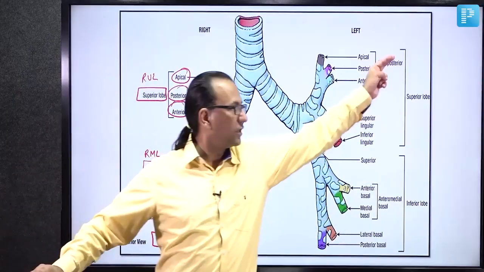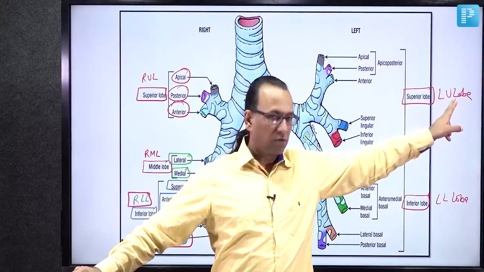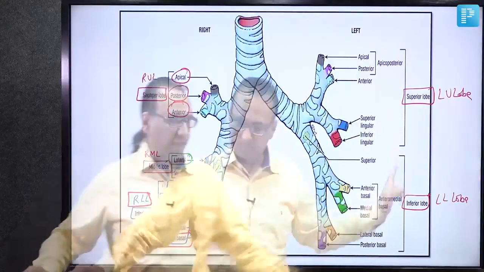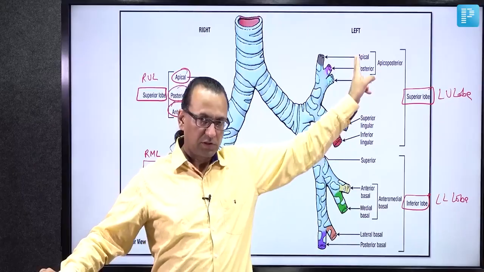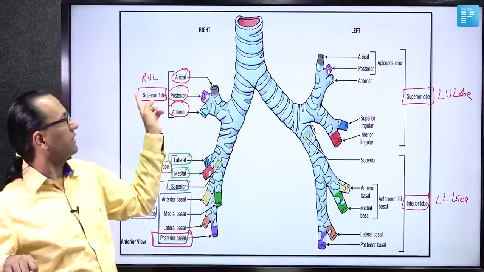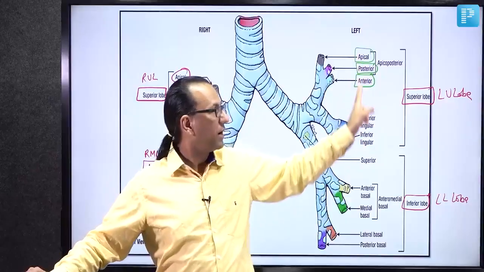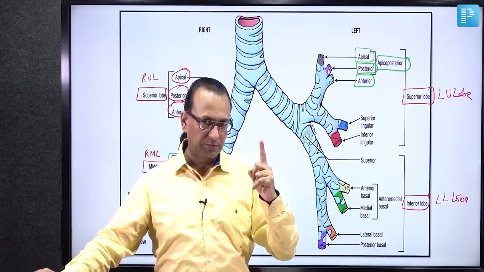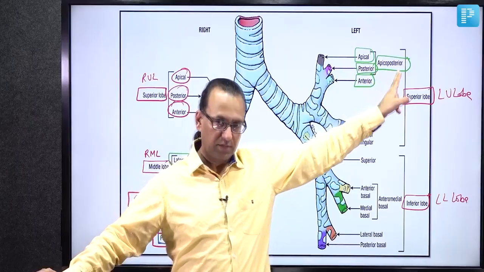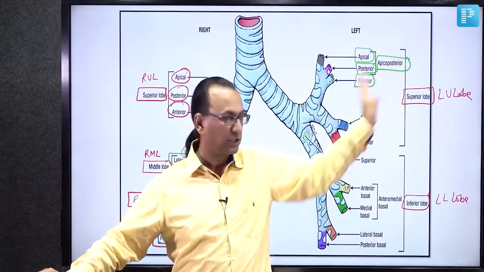In the left lung, there is a left upper lobe and a left lower lobe. In the left upper lobe, let us count the BPS. You will find 1 apical, 1 posterior and 1 anterior, just like the right upper lobe. But sometimes there may be a fusion of the two, that is apical and posterior becoming 1 BPS, which is called apico-posterior. So there can be only 2 BPS instead of 3 as a variation in some people.